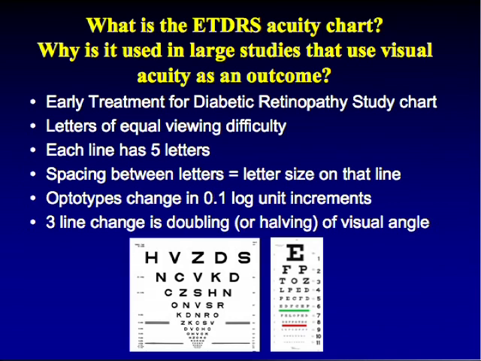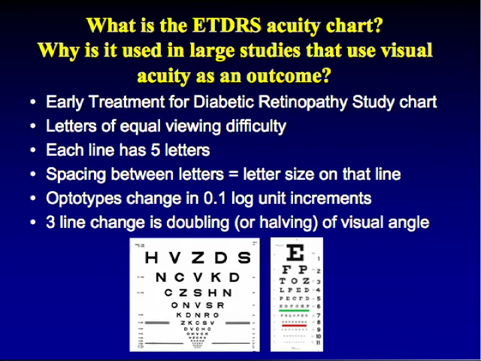And what is the ETDRS acuity chart, and why is it used in large studies that use visual acuity as an outcome? Well, the ETDRS, or Early Treatment for Diabetic Retinopathy Study chart, has letters that are of equal viewing difficulty, as opposed to the Snellen chart, which has some that are easier and some that are harder to see. Each line has 5 letters, which isn't true of this Snellen chart. The spacing between the letters is equal to the letter size on that line.